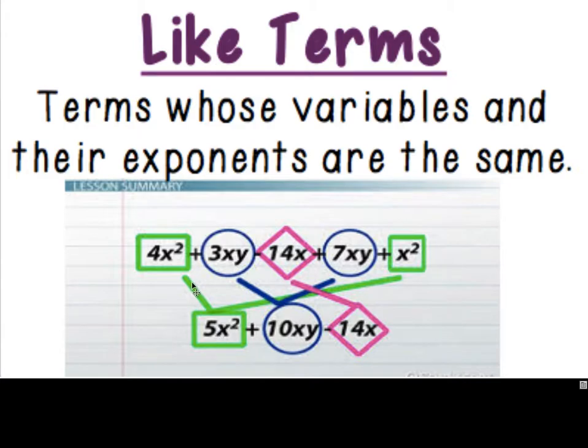So if you look here, these would all be like terms. All the coefficients that have the variable x squared, so all the ones that are in green, those are all like terms. All the coefficients that have the variables xy, so all the ones in blue, and then all the coefficients that have x as their variable, so all the ones in pink, those are all like terms. So those are the only ones that you could actually combine when you are working through a problem.